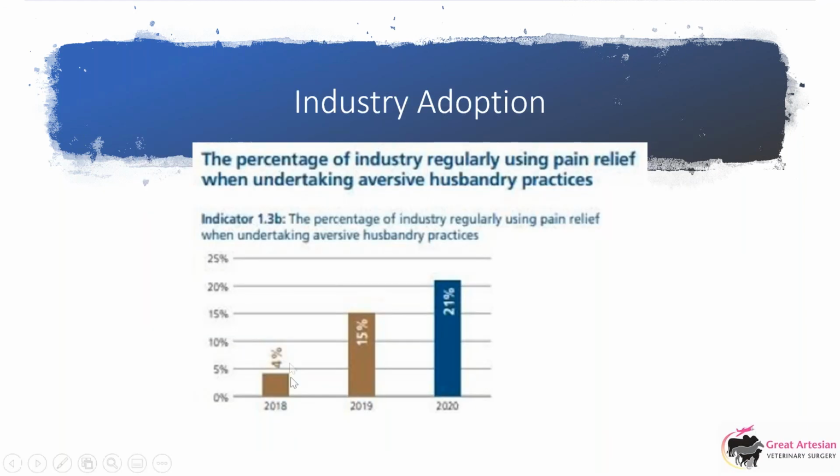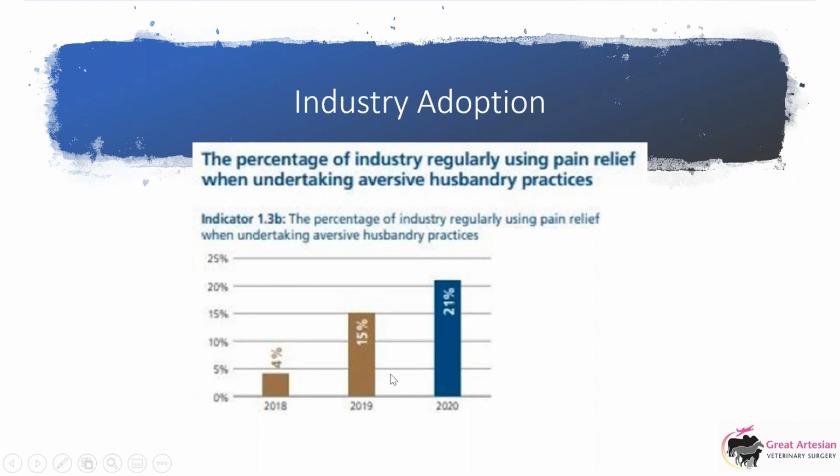So we can see that back in 2018, only these studies came from surveys from producers, similar to what we've done today, but obviously on a wider scale. So only 4% of respondents said that they were using pain relief, whereas we're up to 21% in 2020. So we've seen a 25% rise in use of pain relief in this group.